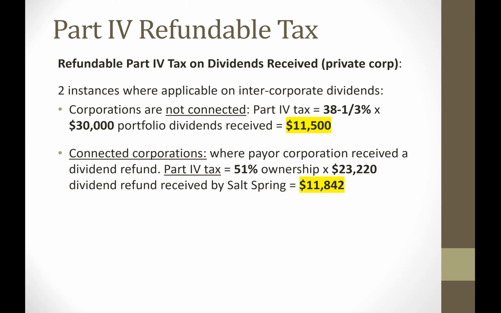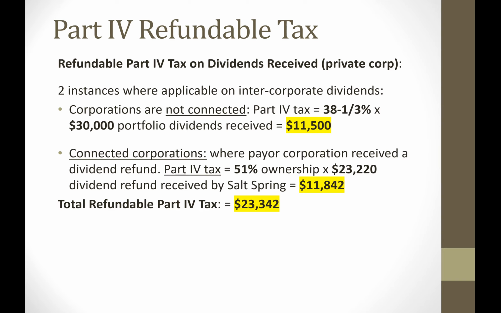Now Bowen would only have to pay Part 4 tax equal to 51% of that, because that represents their ownership interest in Salt Spring. So the Part 4 tax calculation then for this second dividend amount would be 51% times the dividend refund that Salt Spring received of $23,220, resulting in Part 4 tax of $11,842. So if we add those two amounts together, the total Part 4 tax that Bowen Ltd has to pay this year is $23,342. Now, Bowen Ltd will get this amount back later on if they pay a dividend to their shareholders.